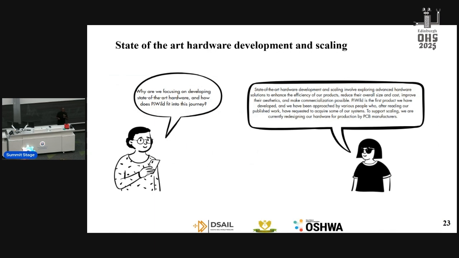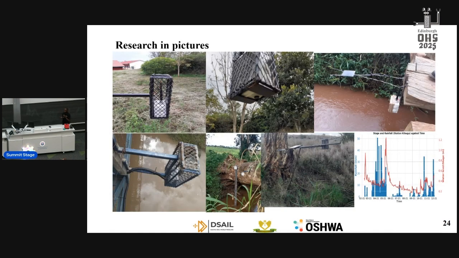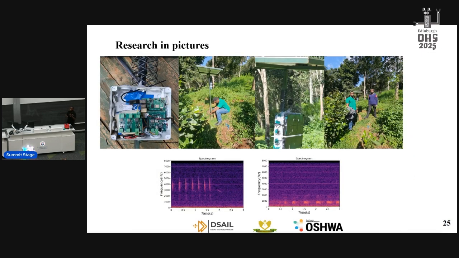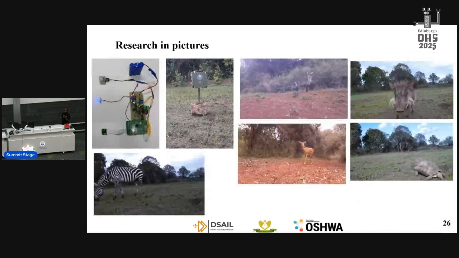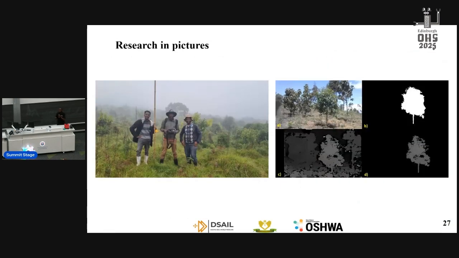So we are developing state-of-the-art hardware from the hand-soldered systems, since we have published our work, and people read our paper and are interested. People from many conservancies in Kenya need systems to monitor ecosystems. So we are making state-of-the-art hardware so that we can provide them. Here is the research in pictures: the water level monitoring system, the bioacoustic sensor, the camera trap, and the data it collects. This is the forest monitor data collection.